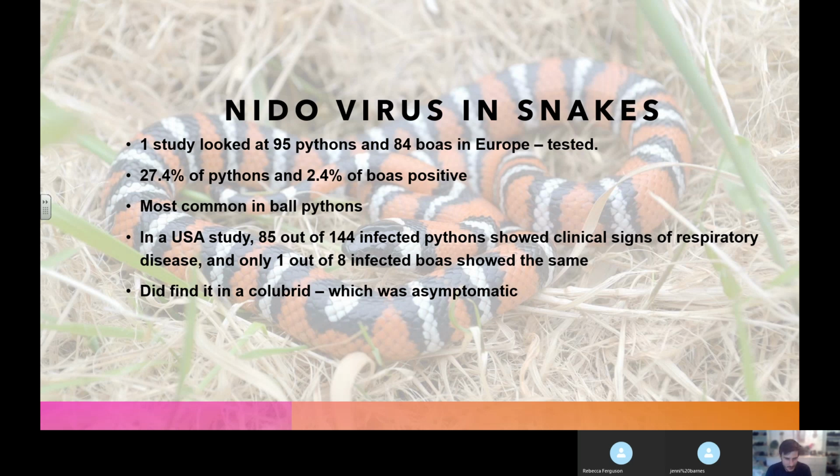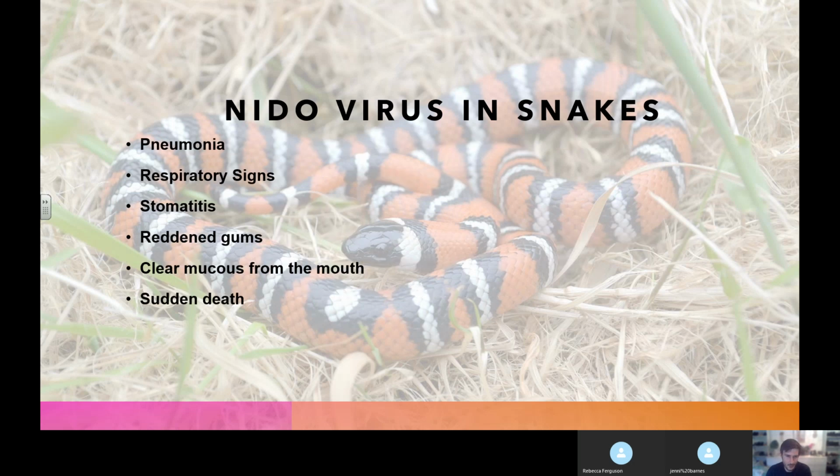And it seems to be that pythons are more affected than boas. And we don't know about colubrids. Potentially they can be infected, but potentially they can be affected. And time will tell as we learn more about this virus.